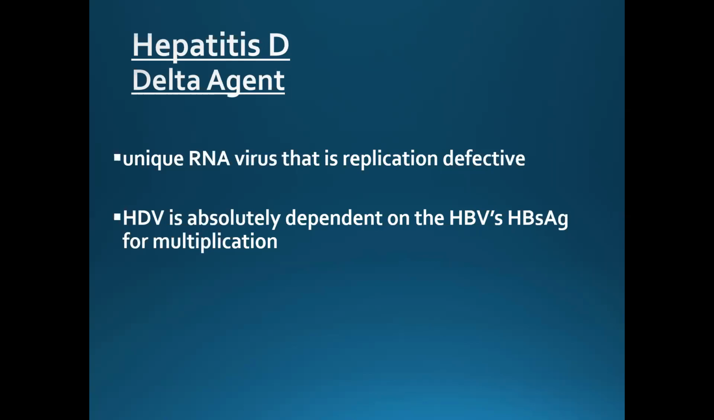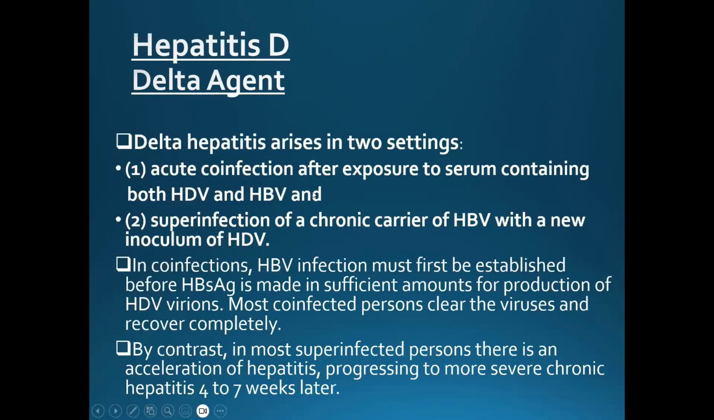Okay, so there are one of two ways for that to happen. Either a co-infection after being exposed to a serum that contains both the Delta antigen and the hepatitis B virus, or actually a super infection of a chronic carrier of hepatitis B with a new inoculum of hepatitis D.